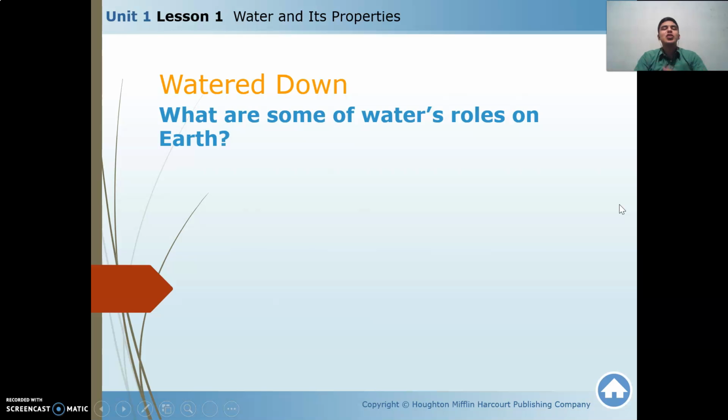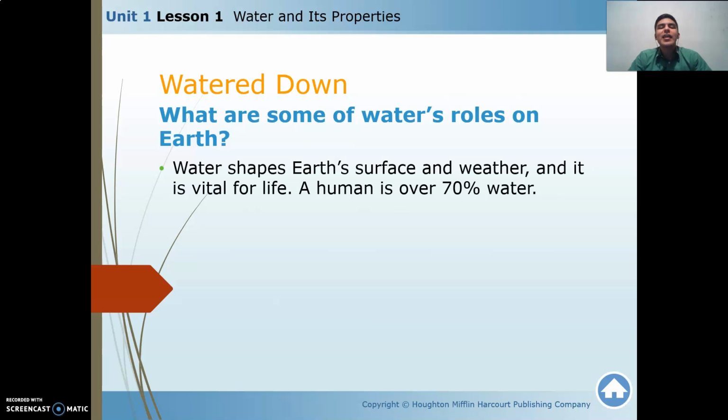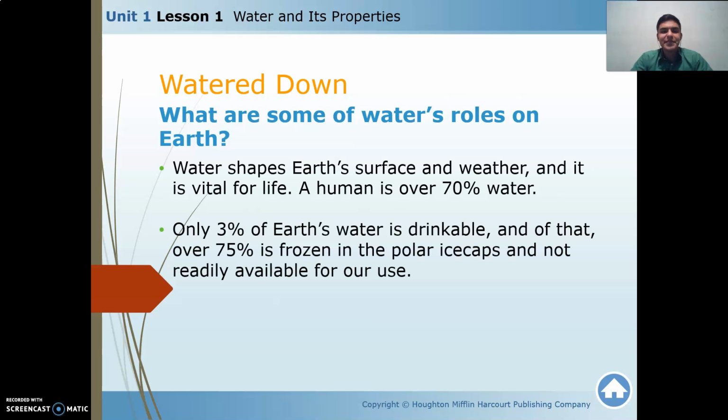All right, so let's start with our topic. First of all, we're going to start with the title, Water Down. What are some of water's roles on Earth? Which is something very interesting. Water shapes Earth's surface and weather, and it is vital for life. A human is over 70% water. And not only humans, but most likely all animals and plants depend on water in order to survive, because most of the components in their bodies are water.